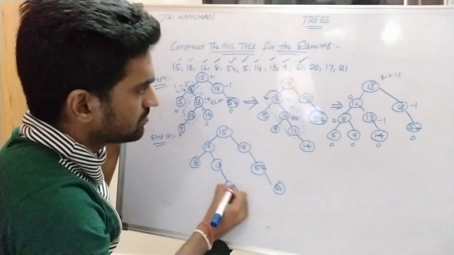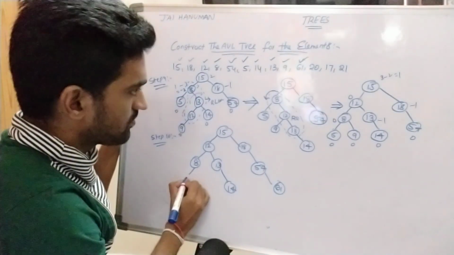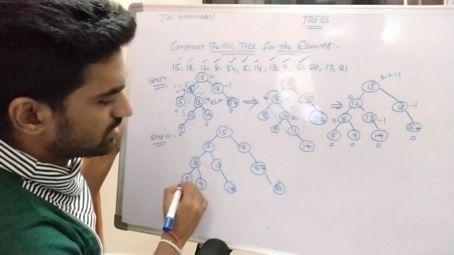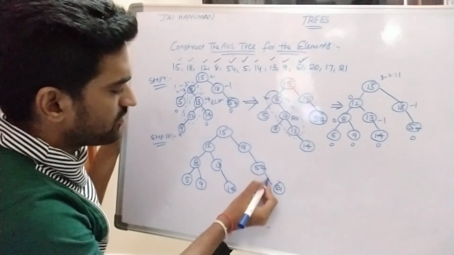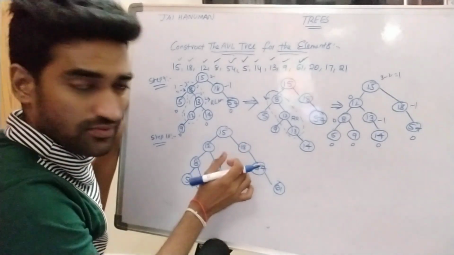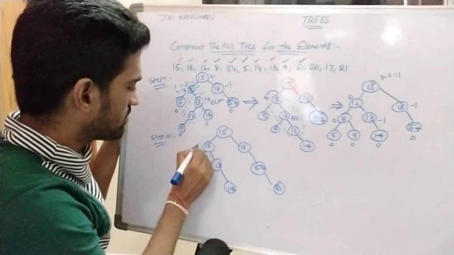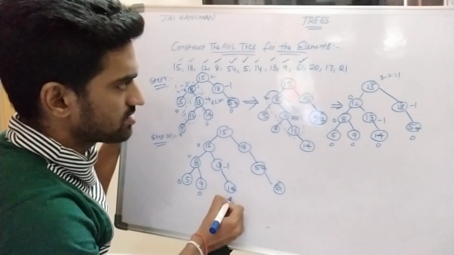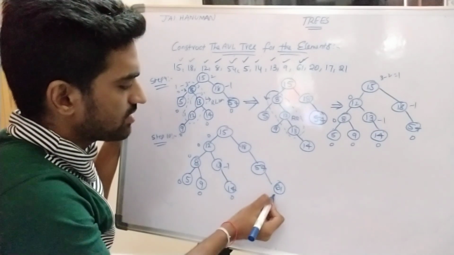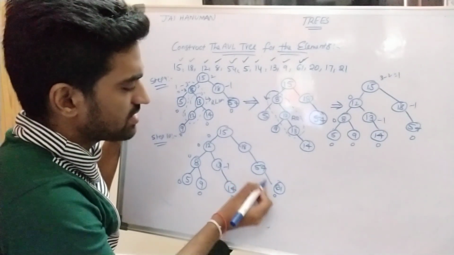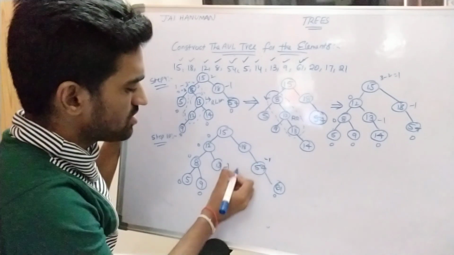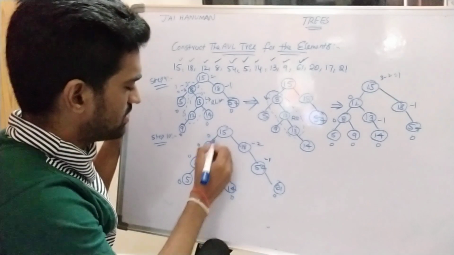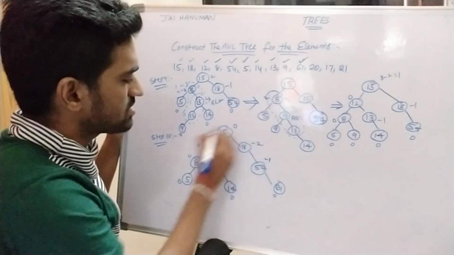14, 5, 9. Fine? So 5, 9. So here after insertion, this tree has been affected. So balance factor for this: 0, 0, 0, minus 1, 0, 0. So now we are calculating 0. So this is 0, minus 1, minus 1, 0, minus 2, minus 2. So here 1, 2, 3, 1, 2, 3, 3 minus 3, 0.